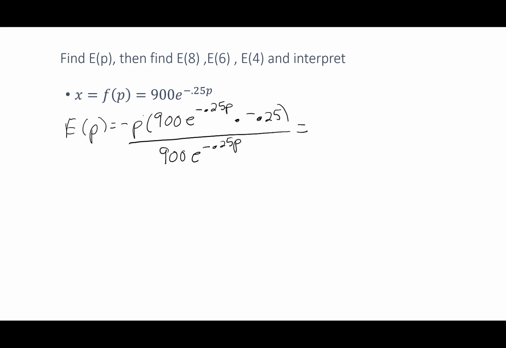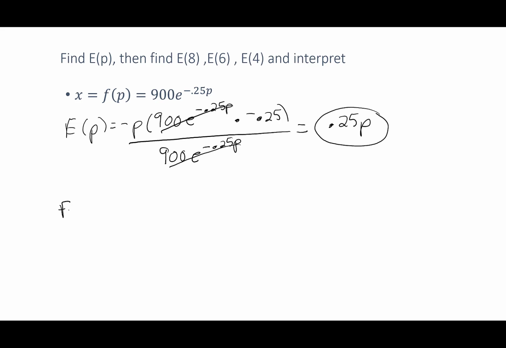So what do I see here? I see a negative times a negative is a positive, so I'm going to do p times negative 0.25, and it's going to give me positive 0.25 p. The 900 and the 900 are the same. The e to the negative 0.25 p and the e to the negative 0.25 p are the same. Those are going to cancel out. So I just have this nice little 0.25 p as my elasticity of demand.